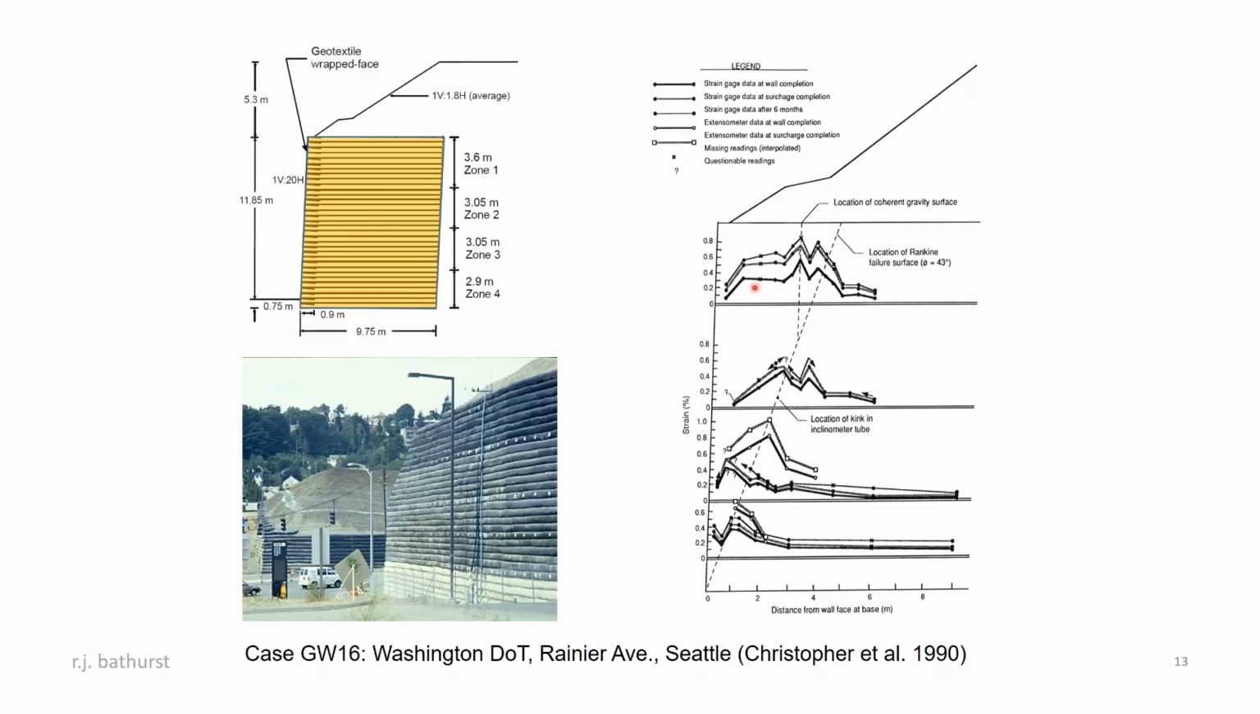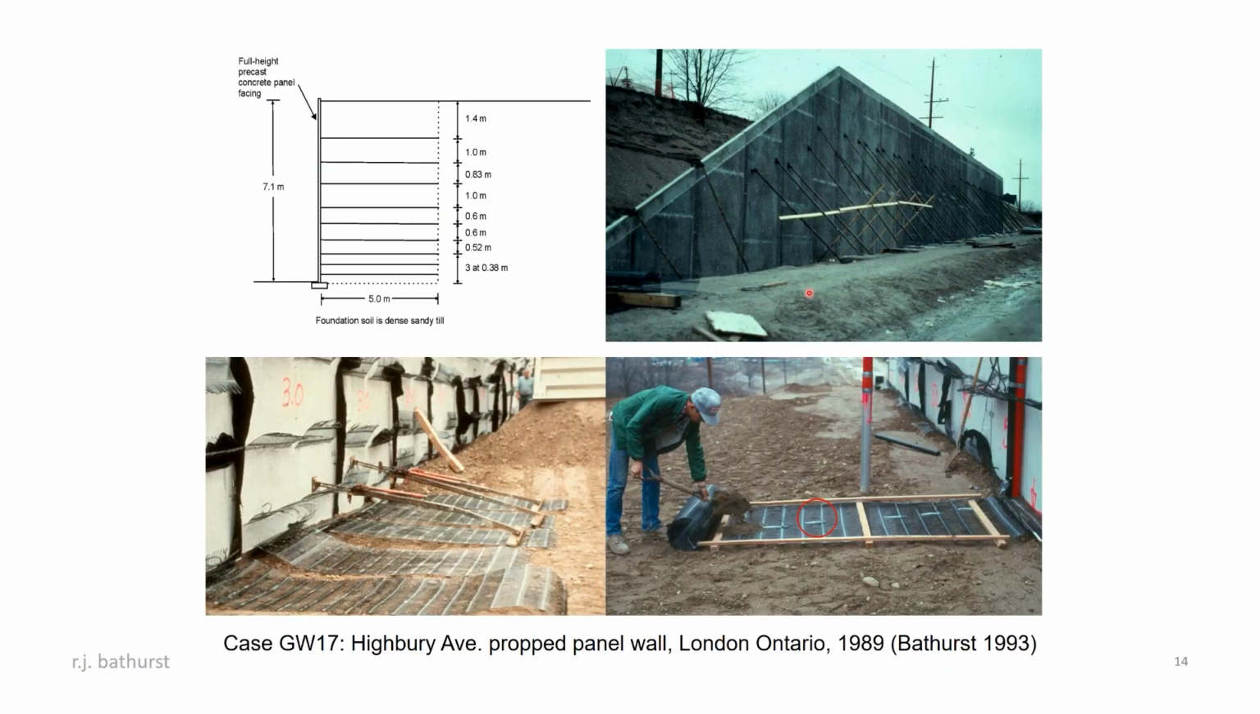And even at the end of construction, the strains in the reinforcement were never greater than about 1%. Again, indicating that there seemed to be a large amount of excess capacity in the reinforcement for these types of MSE walls. Other structures were also instrumented.